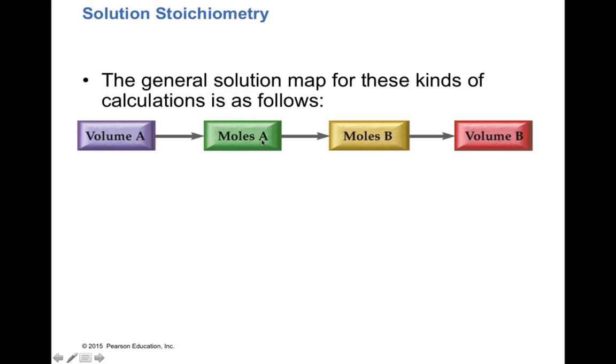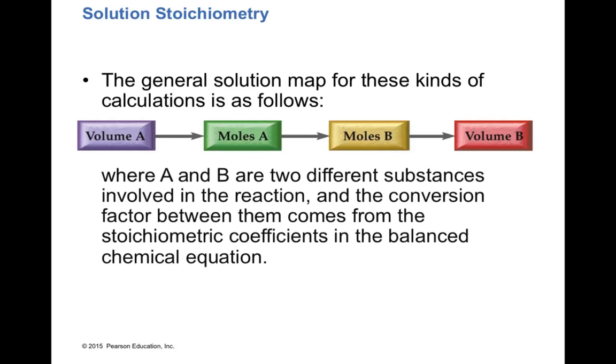Then once we have the moles of A, we need to obtain the moles of B. So what should we use here to go from moles of A to moles of B? The conversion factors are the coefficients of the balanced chemical equation. And then we can obtain the volume that we need of the other compound by starting with the moles and using, again, the molarity of the B compound. Here we're going to use the molarity, the concentration of A, and here the concentration of B. And here the coefficients obtained from the balanced chemical equation.